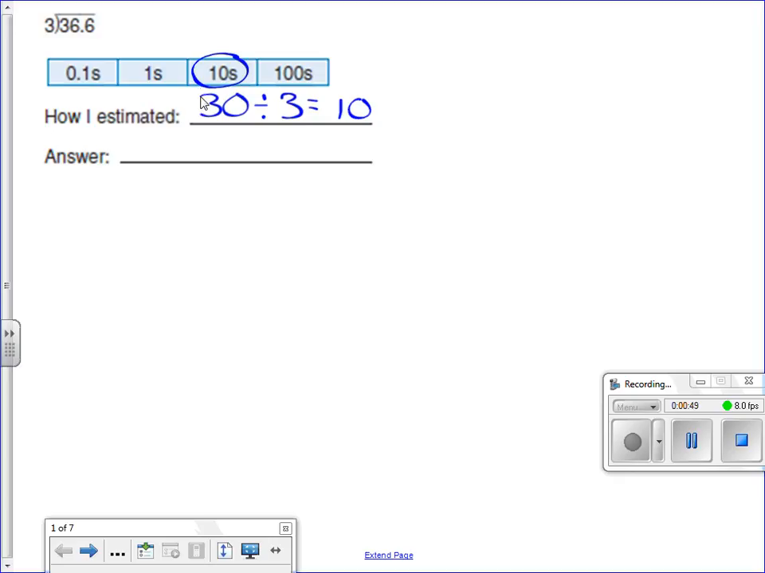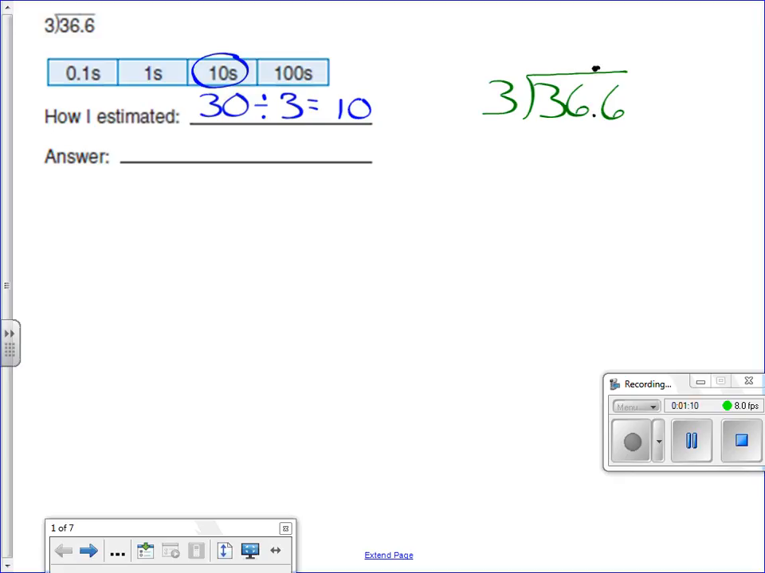Now they would like me to divide this number. So I'm going to do it off to the side here. I've got 36 and 6/10 divided by 3. What's special about dividing decimals, the only thing that's different from any other way we've been dividing, is you see this decimal right here? Just go ahead and move it up here in your answer. That's the only thing that's different.